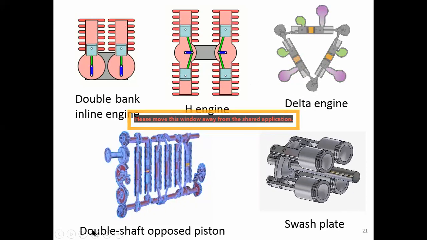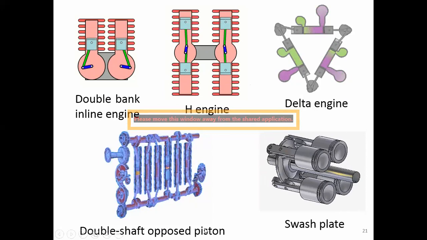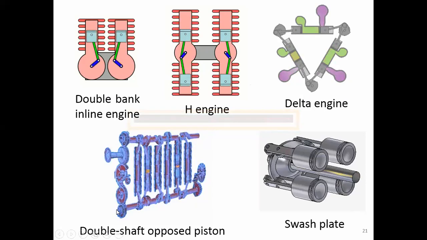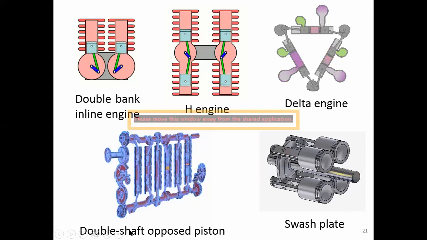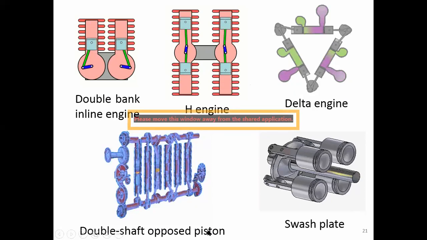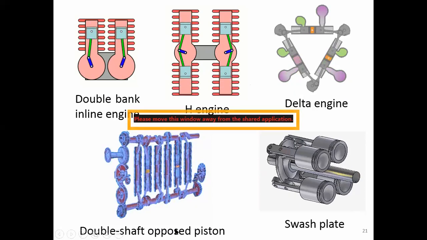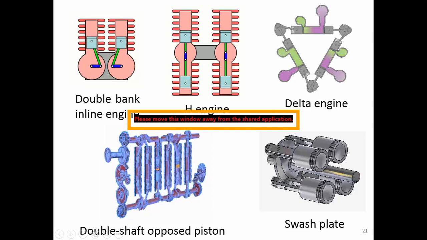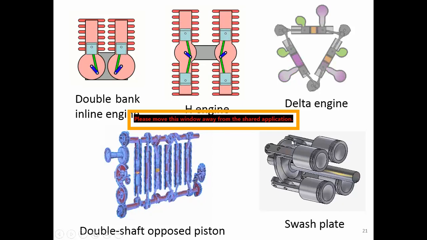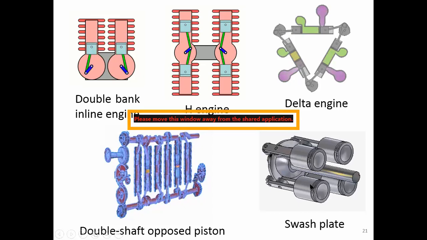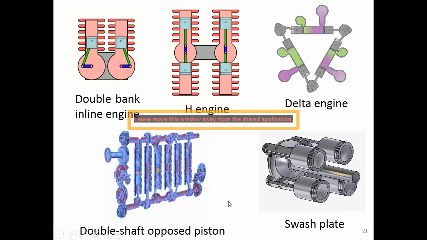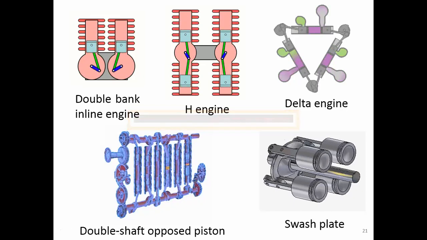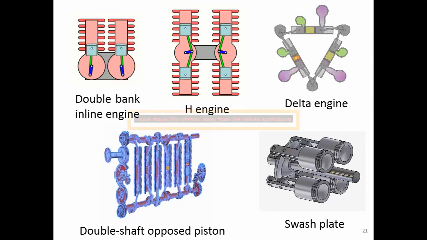And this is the double shaft opposed piston. You have one shaft at the top here, and another shaft at the bottom. That's why they call it a double shaft opposed piston. Opposed means in opposite directions. And this is called the swash plate. You can see this plate move in different planes in order to create different timing for the pistons. So the pistons move up and down at different times, not at the same time.